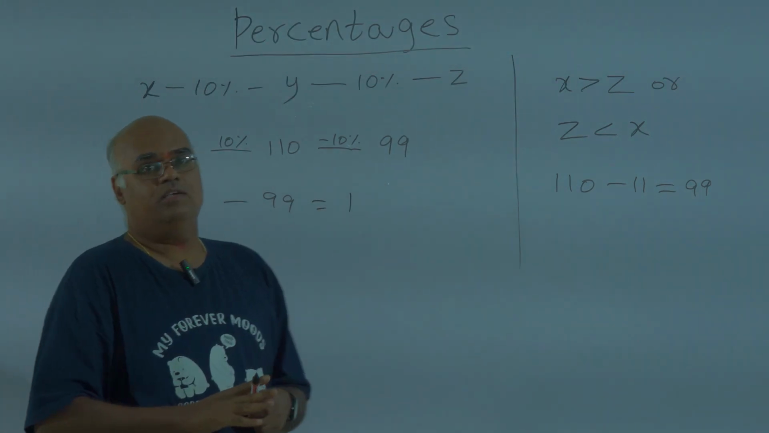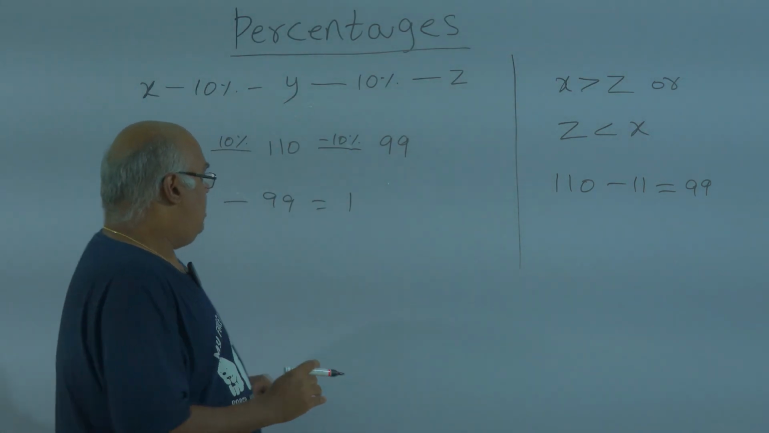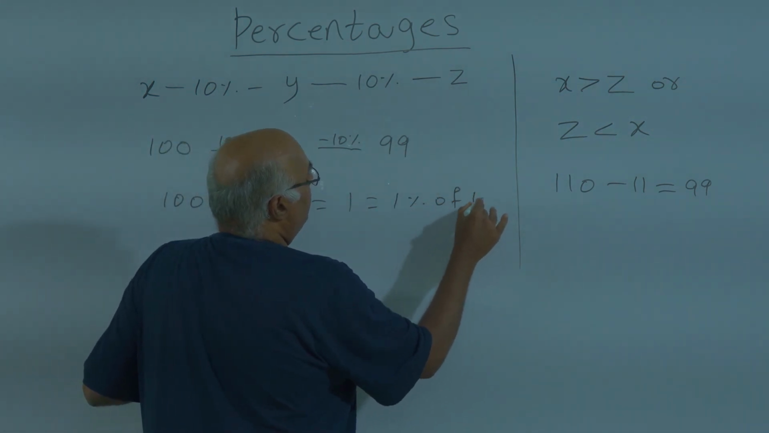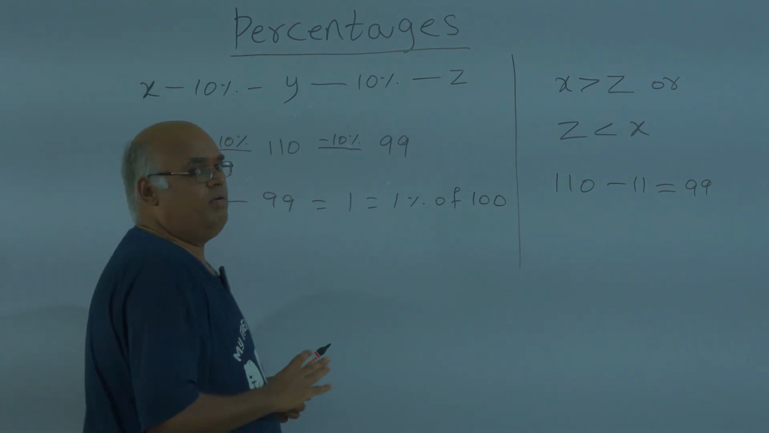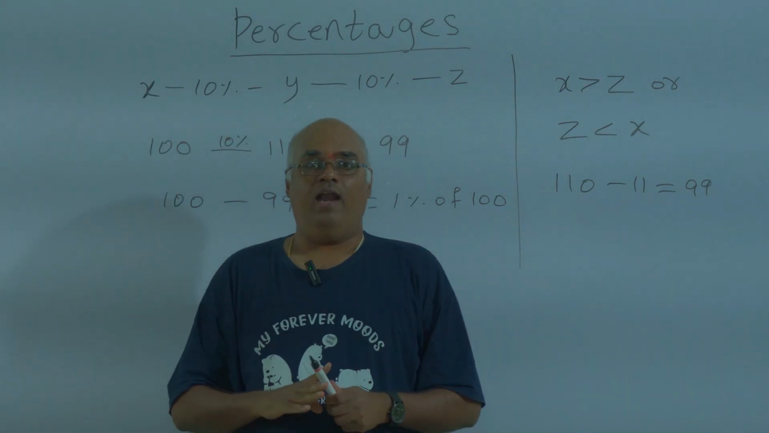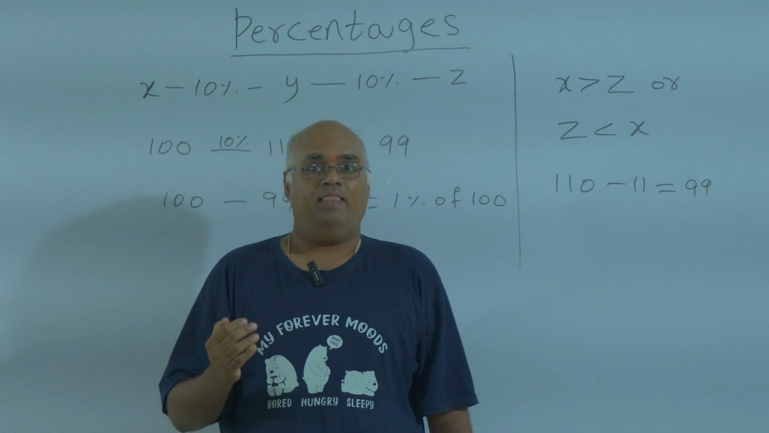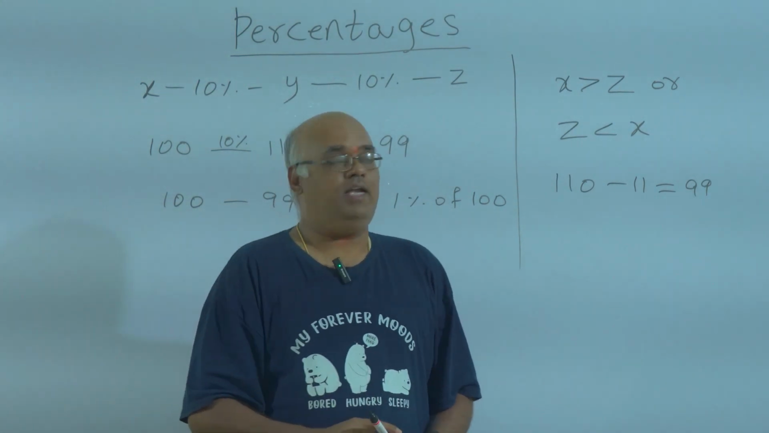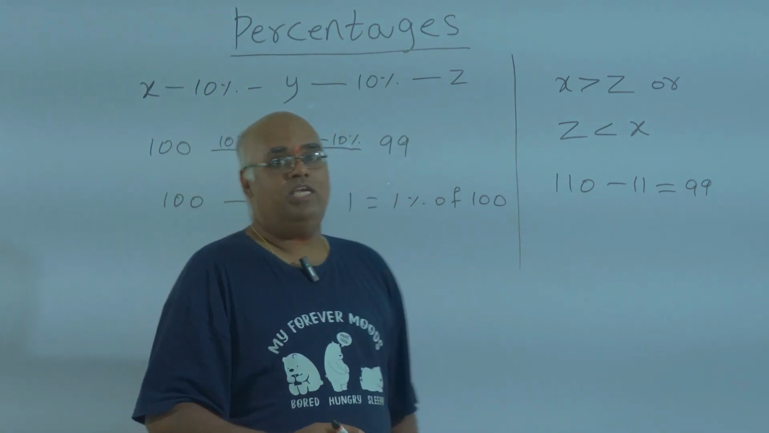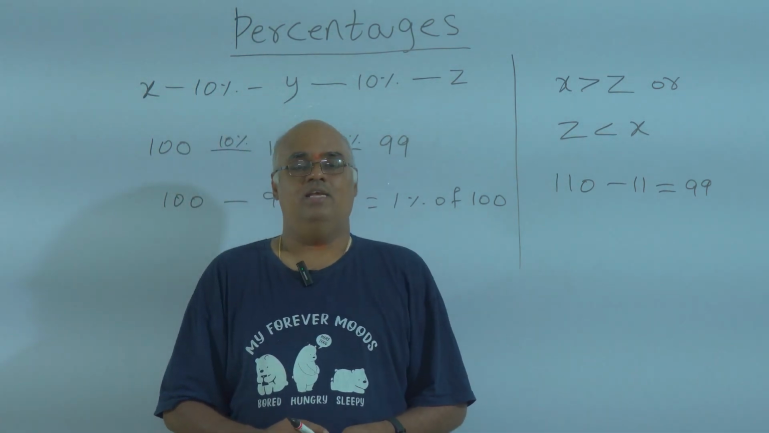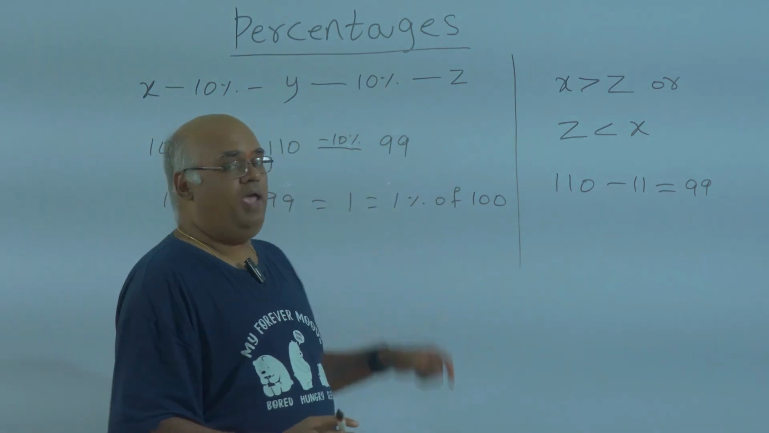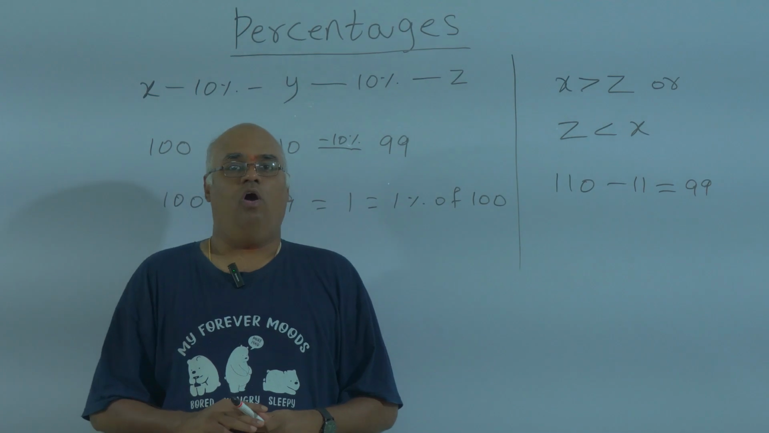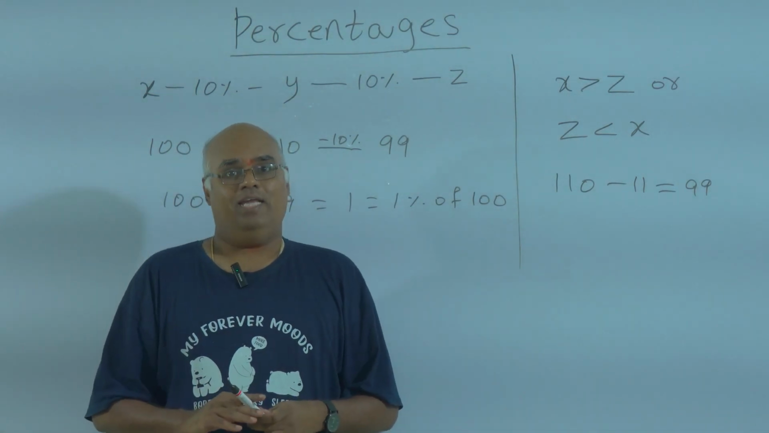The difference is 1. What is this 1? This 1 is nothing but 1% of 100. So when 100 is increased by 10% and then the number which we got is reduced by 10%, we get the number 99, which is 1 less than 100. That is, the number which we got will be 1% less than the given number. In these kinds of situations, the value will always decrease.